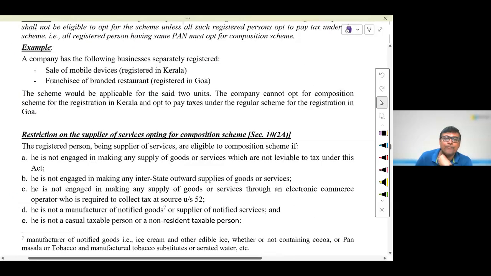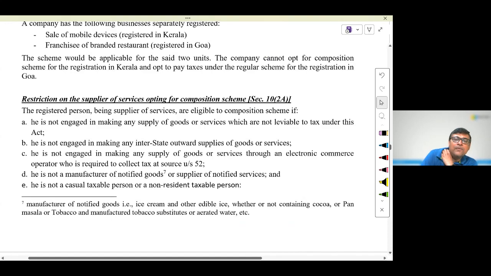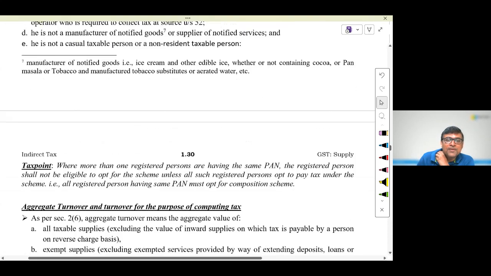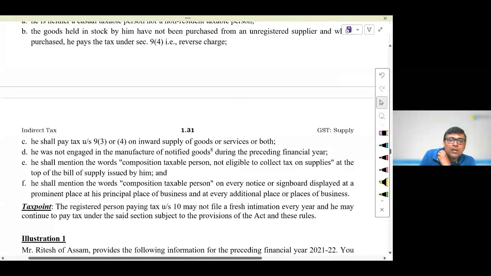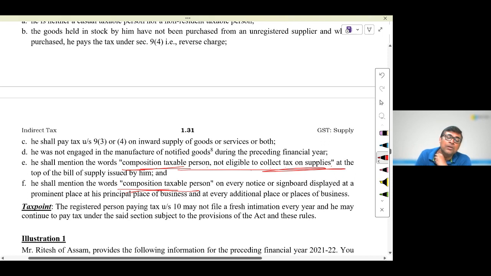Here, if you are under composition scheme, you are supposed to put the wording 'composition taxable person, not eligible to collect tax on supplies' on any bill of supply made by you against your supplies. And at your principal place of business, 'composition taxable person' should be mentioned on your notice board or signboard displayed at your place of business.